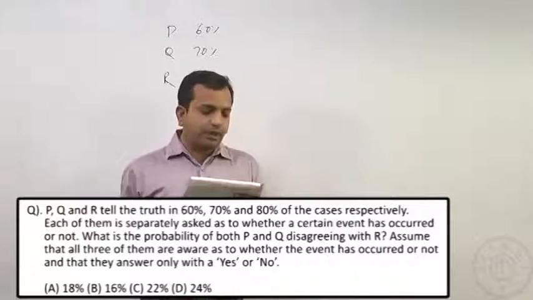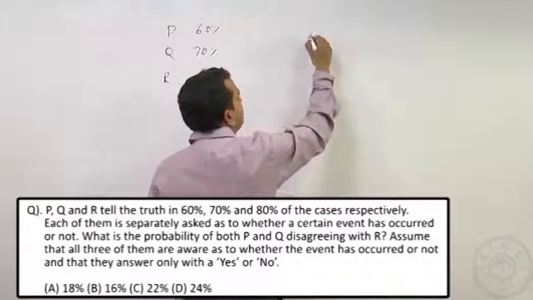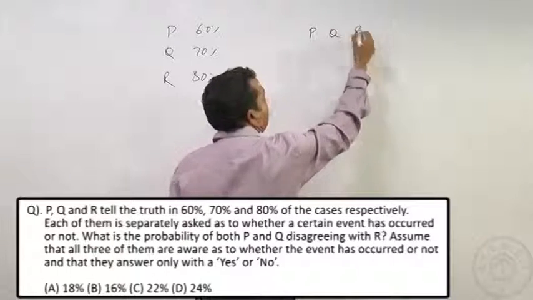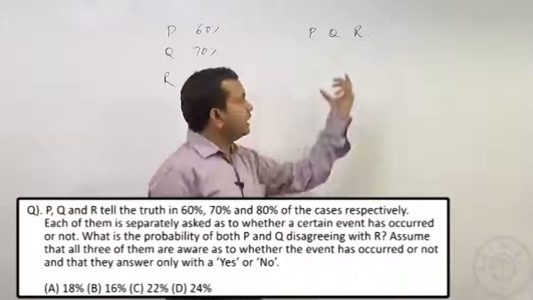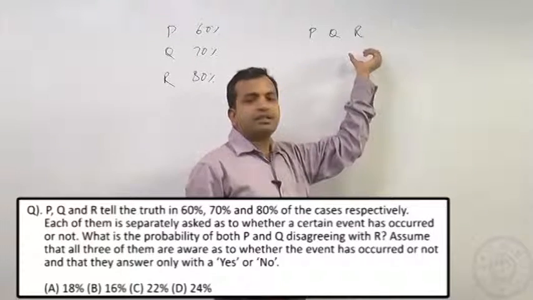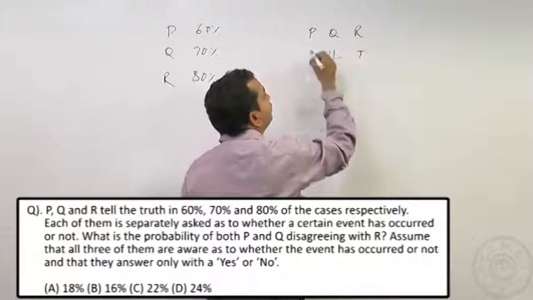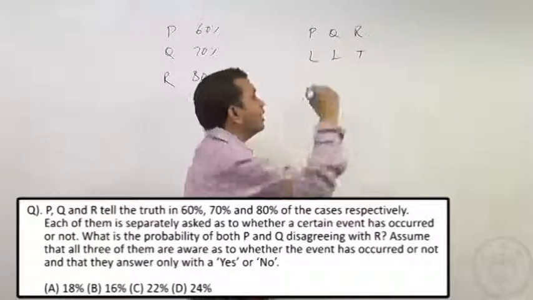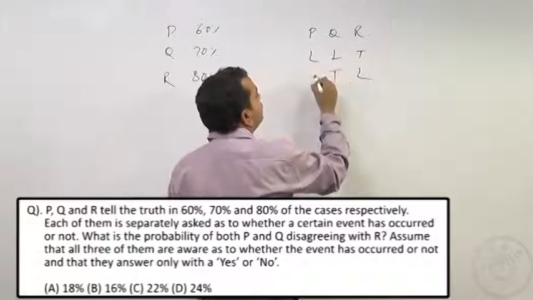Now we are being asked to find out the probability of both P and Q disagreeing with R. We are getting response from P, Q and R, and P and Q have to disagree with R. Now what can R say? They have to disagree with whatever R says. Now which means if R gives us the truth, then P and Q have to lie. If R, for example, tells a lie, then P and Q have to tell the truth.